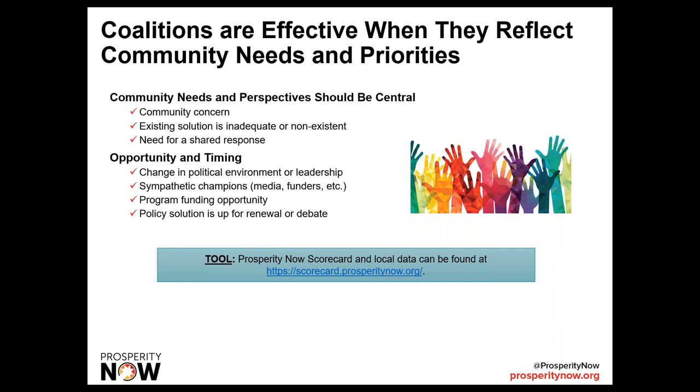Is there an existing solution that is inadequate or non-existent? Perhaps there is a solution in place, but maybe that is inadequate. And so you need to address it, improve it, or there's a need for a shared response to problems. Another important thing to pay attention to is opportunity and timing. So there may be a change in a political environment. All of a sudden, the local news stations are all talking about minimum wage and rising housing costs, or they're all talking about student loan debt, whatever. There might be something that's moving that is in alignment with goals or priorities that you all are working on, and that can also spark collective action at that time.